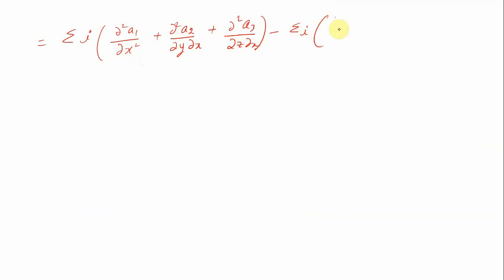summation i. So I will just add these values: ∂²a1/∂x² plus ∂²a2/∂y∂x plus ∂²a3/∂z∂x, minus summation i of ∂²a1/∂x² plus ∂²a1/∂y² plus ∂²a1/∂z². Yes friends, so we will get it in this form.